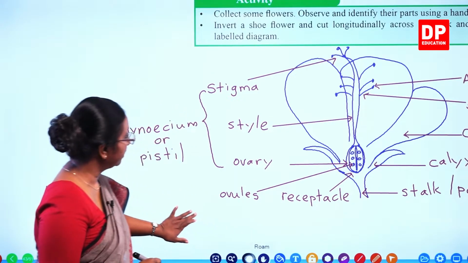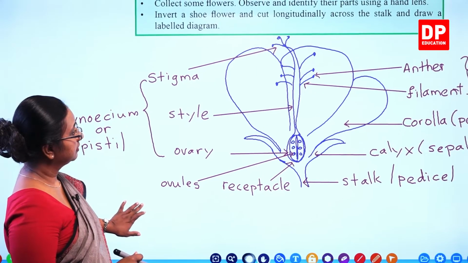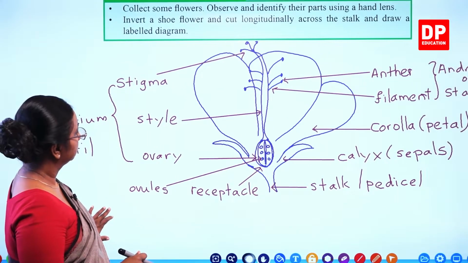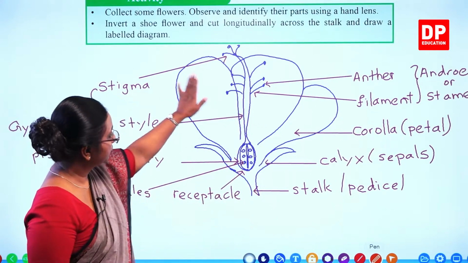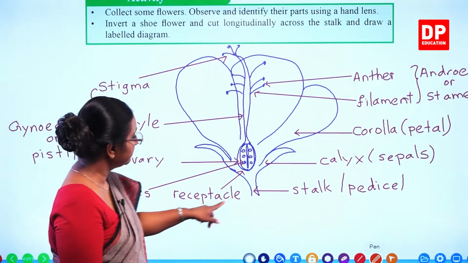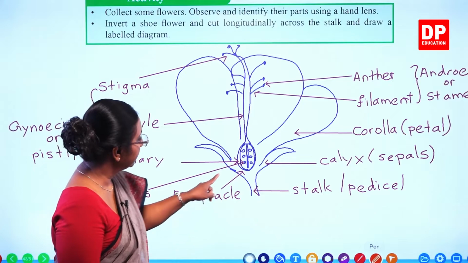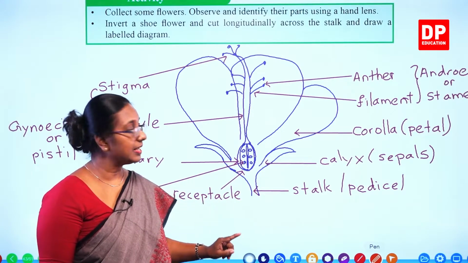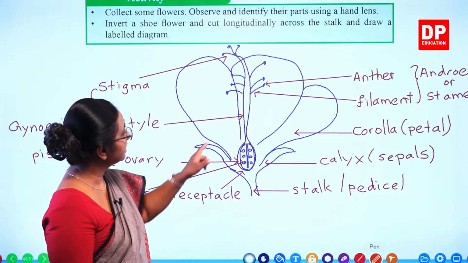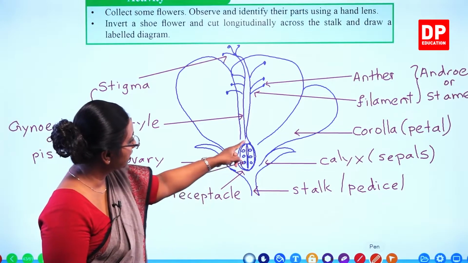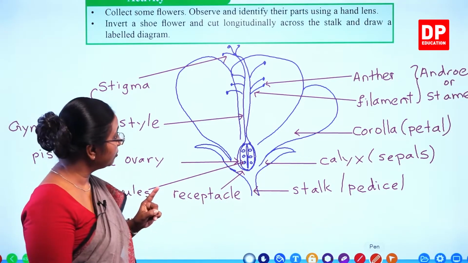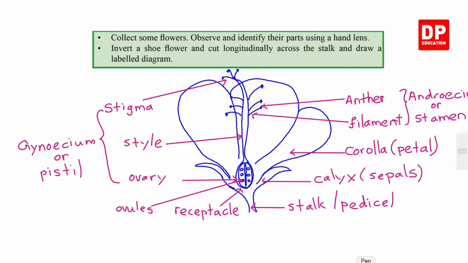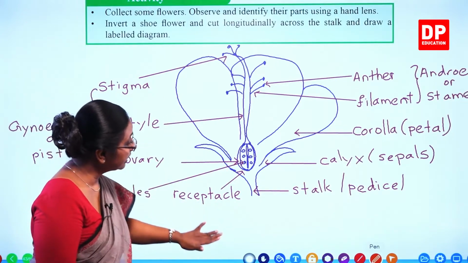So if we look at all the parts, this is the longitudinal section of a flower. Starting from here, stalk or pedicel, then we have the receptacle, then the sepals, after that the petals, then the female reproductive structure, ovary, stigma and style, and inside the ovary you might be able to see the ovules, and here we have the filament and anther. Together we call it the androecium or the stamen.